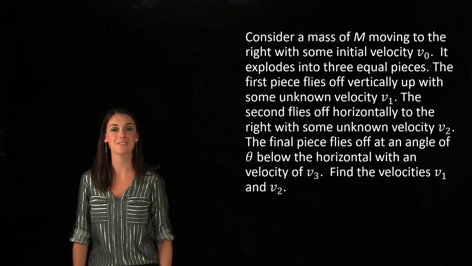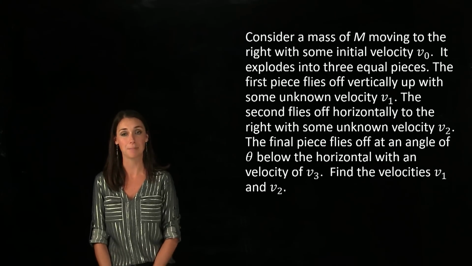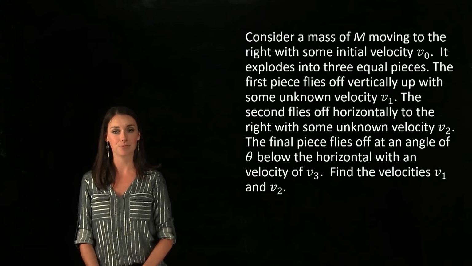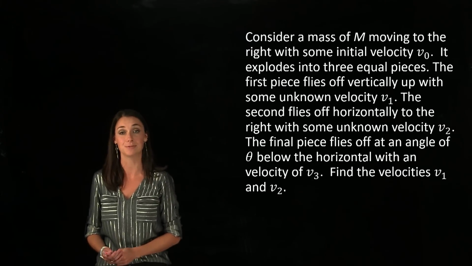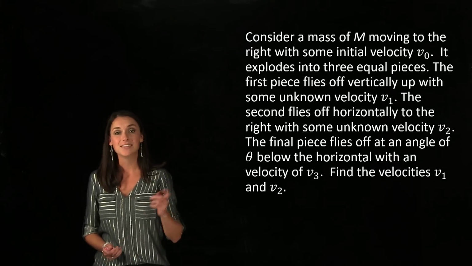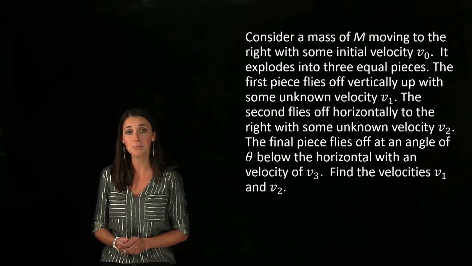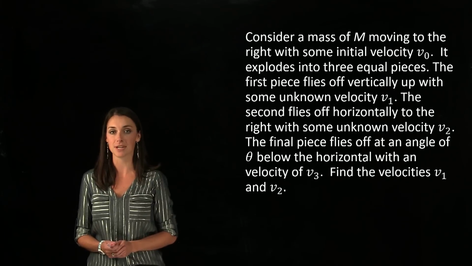Now that you've seen a couple of examples using conservation of momentum, we're going to try one which happens in 2 dimensions. So we're going to have some objects that are going to eventually move with some x direction and y direction things, showing how momentum is still going to be conserved. So, starting off with this question, consider a mass of m moving to the right with some initial velocity v naught. It's going to explode into 3 equal pieces.